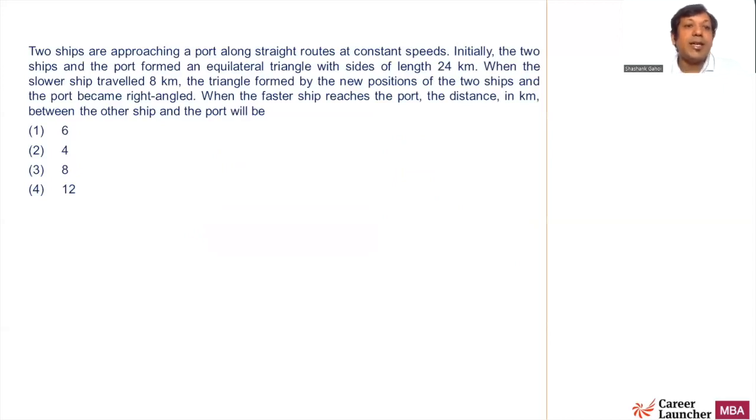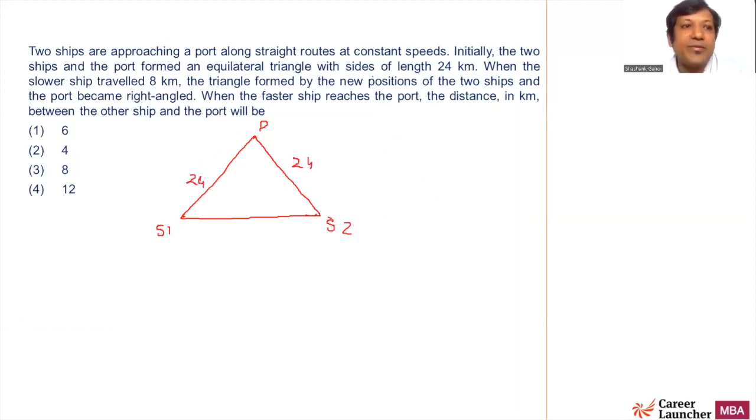Now question number 3. Question number 3 is saying 2 ships are approaching a port along straight routes at constant speeds. Initially, the 2 ships and the port form an equilateral triangle. So I have an equilateral triangle. This is my port, and I have 2 ships. Let's say this is ship 1 and this is ship 2. And each of the lengths is going to be 24.